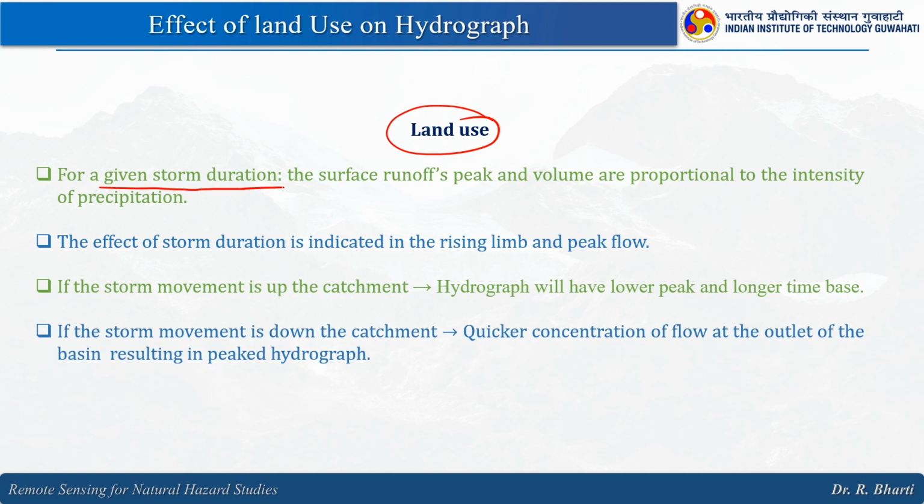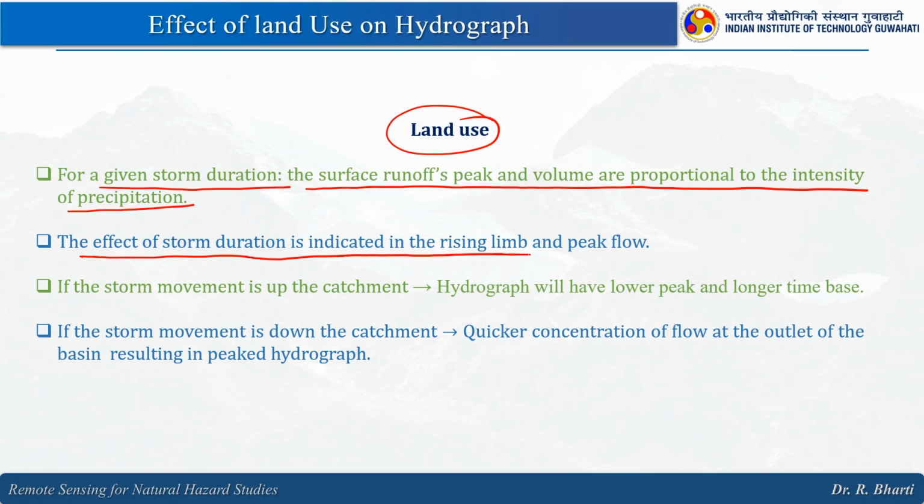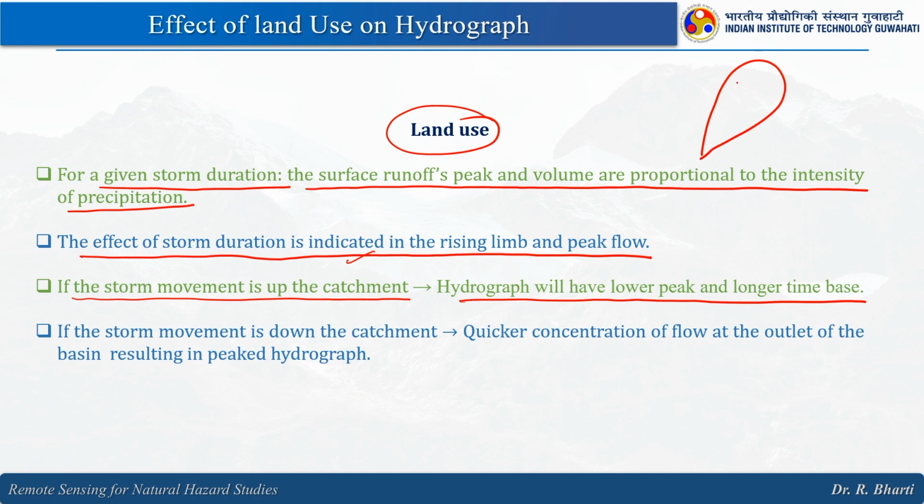For a given storm duration, the surface runoff peak and volume are proportional to the intensity of precipitation. The effect of storm duration is indicated in the rising limb and peak flow, right. So, you just try to understand the hydrograph with these lines. If the storm movement is up the catchment, hydrograph will have lower peak and longer time base. So, if it is, let us say, storm is moving from this to this, right. So, what will happen? Again we will have more time to see the response of this particular rainfall, right.